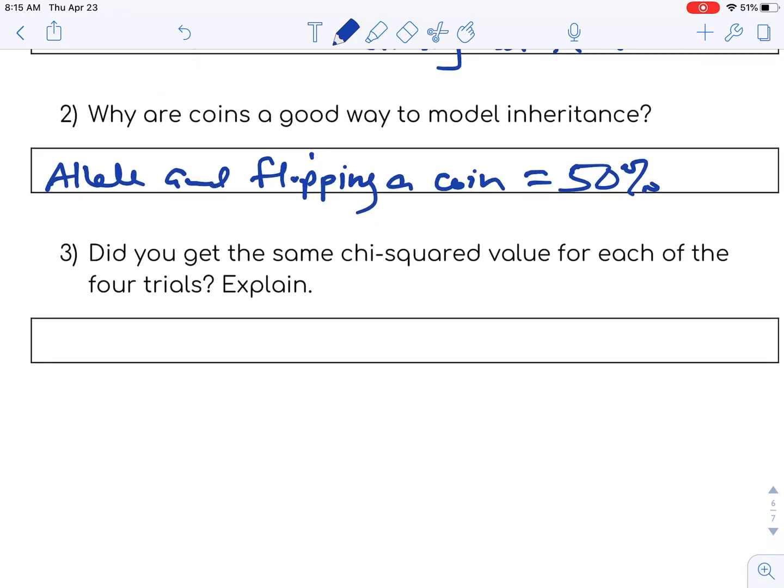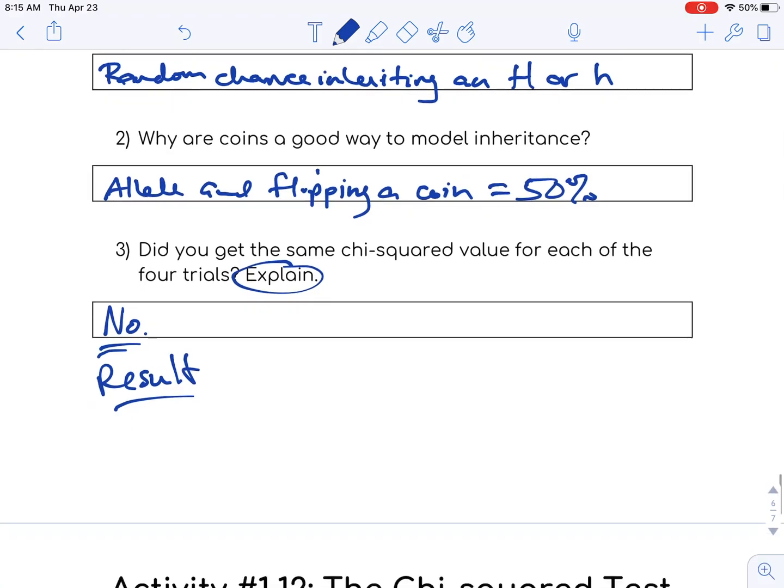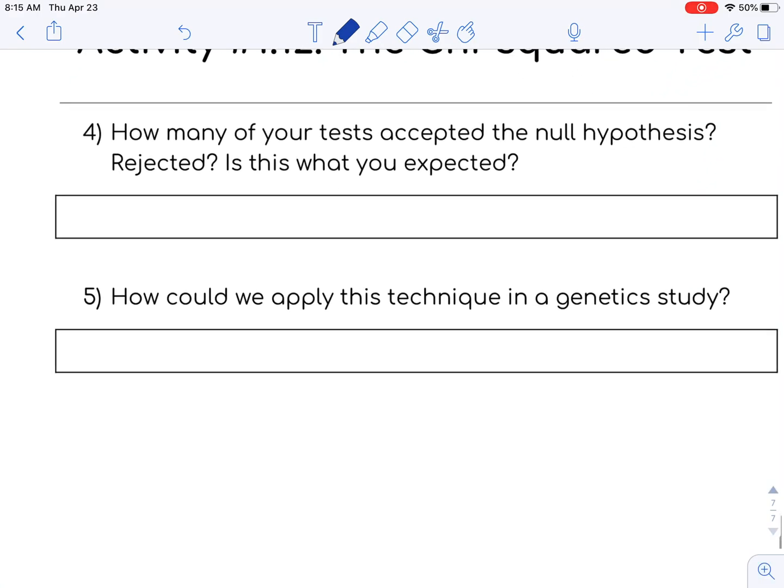Did you get the same chi-squared value for each of the 4 trials? No, you did not. And the explaining part, that's where I want to see what you're thinking. So I'm going to tell you, no, we didn't get the same value, but we did actually get the same result. So kind of ponder that, and you can give me an explanation for that one. All of ours accepted, and I expected that to happen, but I want to know if this is what you expected.